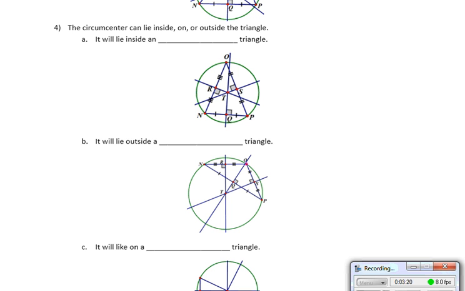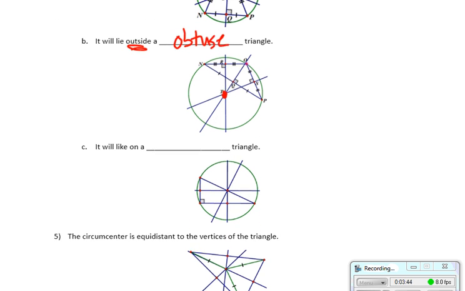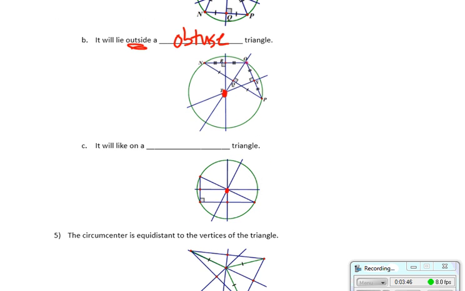In the first situation, our circumcenter falls inside the triangle. This is an acute triangle. That's when this would happen. For our second situation, our circumcenter is falling right here. So that is outside of our triangle. The triangle that we're looking at now is an obtuse triangle. And our last situation is where the circumcenter is falling on one of the sides of the triangle. This particular triangle would be a right triangle when it falls on the triangle.